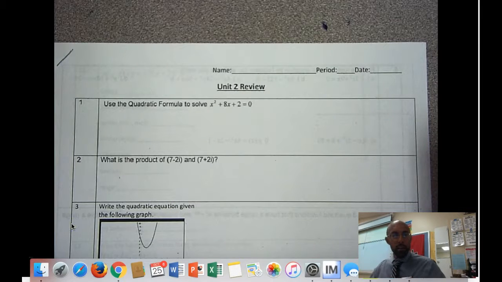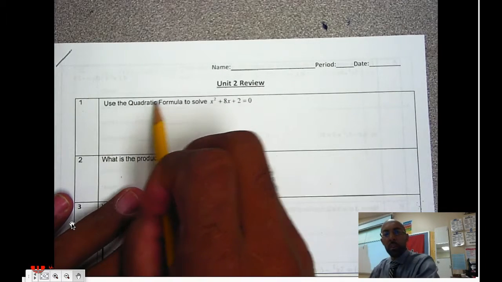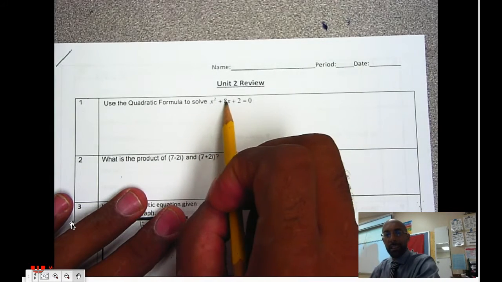Algebra 2 honors. So here's your Unit 2 review. Okay, so number 1, use the quadratic formula to solve x squared plus 8x plus 2.